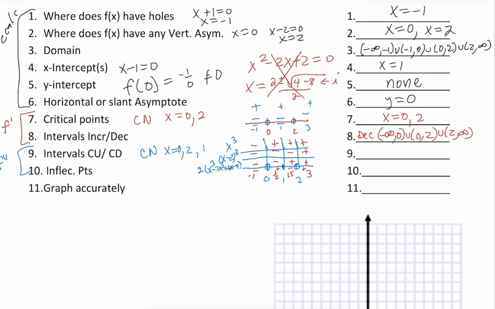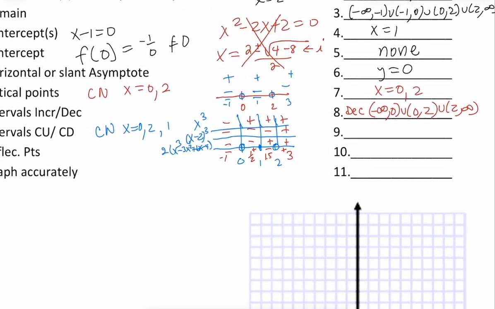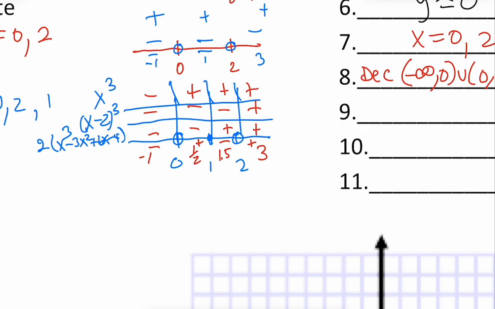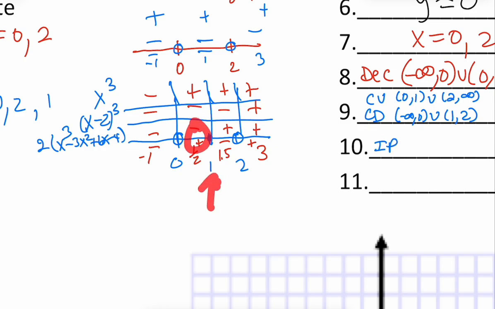Okay. So 9 is the intervals of concavity, and 10 is the inflection points. Our intervals of concavity: it is concave up from 0 to 1, and then from 2 to infinity. It is concave down from negative infinity to 0, and then from 1 to 2. The only inflection point, this has a switch in concavity from up to down. This is an inflection point at 1.